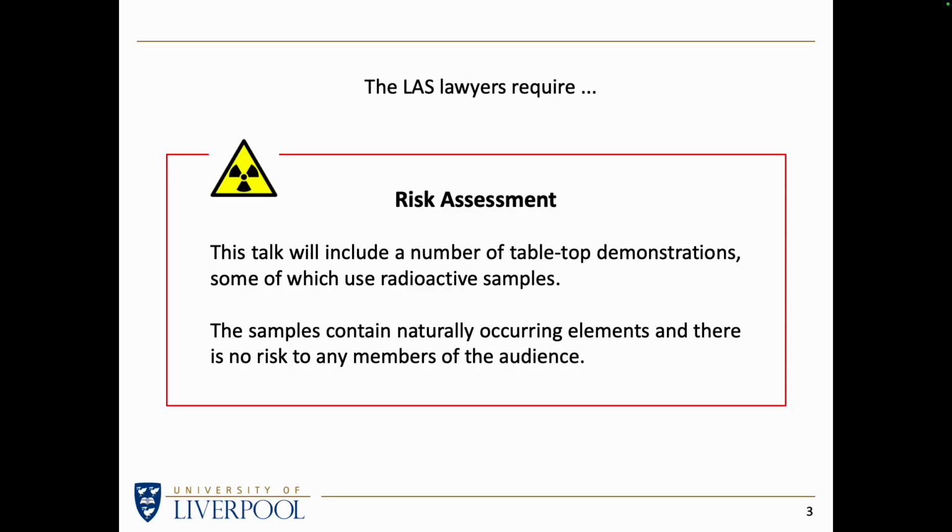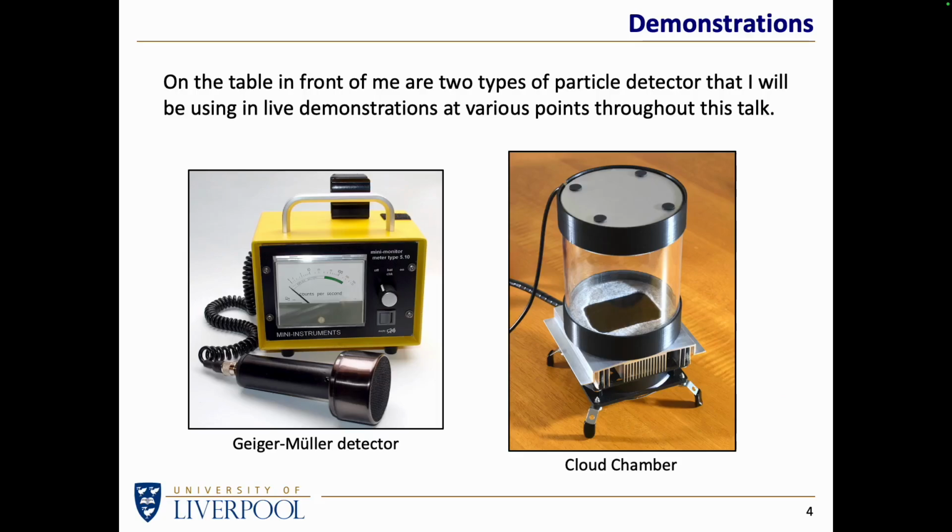Firstly, the Liverpool LiAS insist that I tell you that I have some radioactive samples on the front bench here. There is no hazard to you. I will put them away after I've used them, such that if you want to approach the bench and take a closer look at the cloud chamber, it'll be perfectly safe for you to do so. Okay? So on this bench, there are a couple of types of detectors, which I'm going to come to in due course. There's a Geiger-Müller detector, the yellow box, and there is a cloud chamber. Both of these are going to be used at different points in the talk here.